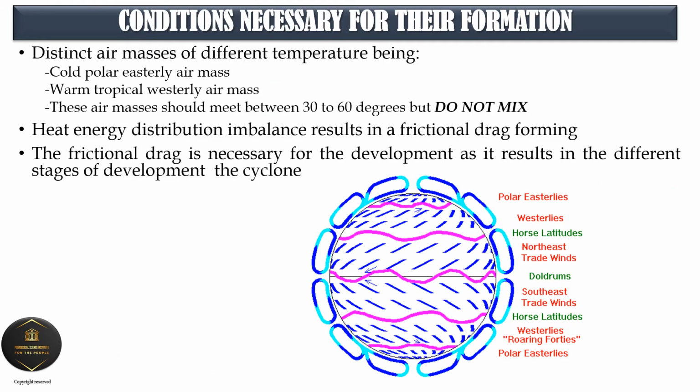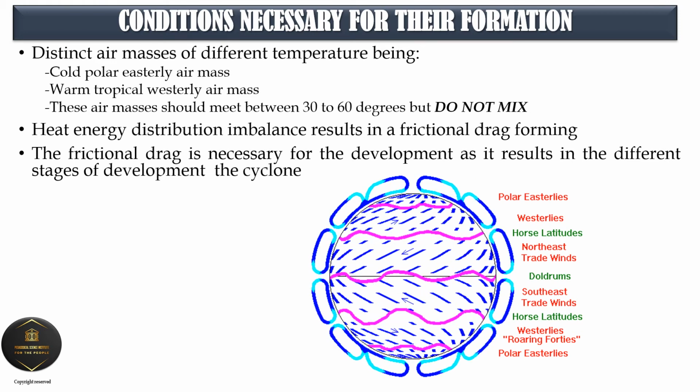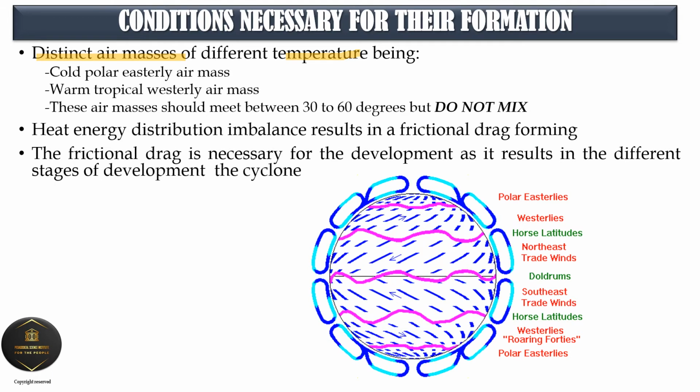Now let's think about what conditions are necessary for them to form. You can think about this section like this: we think about what ingredients are necessary for this system to get cooked up or to form. Are we fine with that? So that's what we think about in conditions necessary for their formation. The first condition we need is distinct air masses. What do we mean by that? We need air of different temperature. For the system to form, we need cold polar easterly air masses, and we also need warm tropical westerlies.